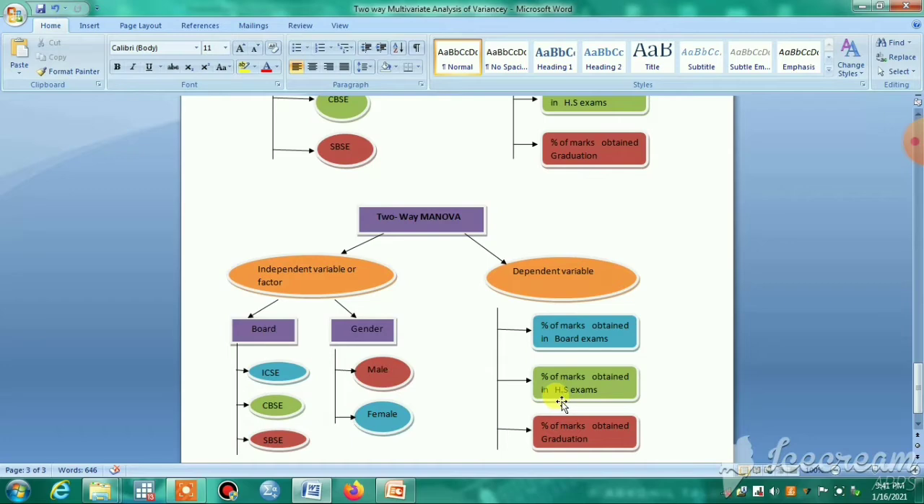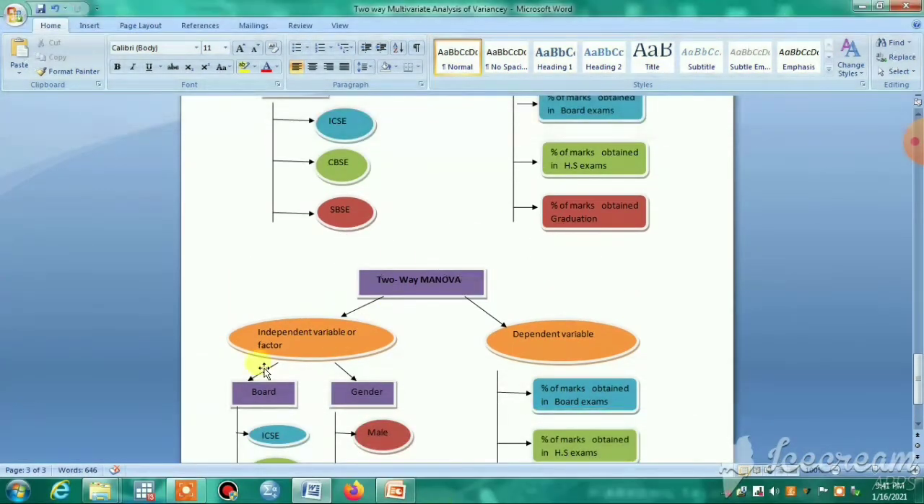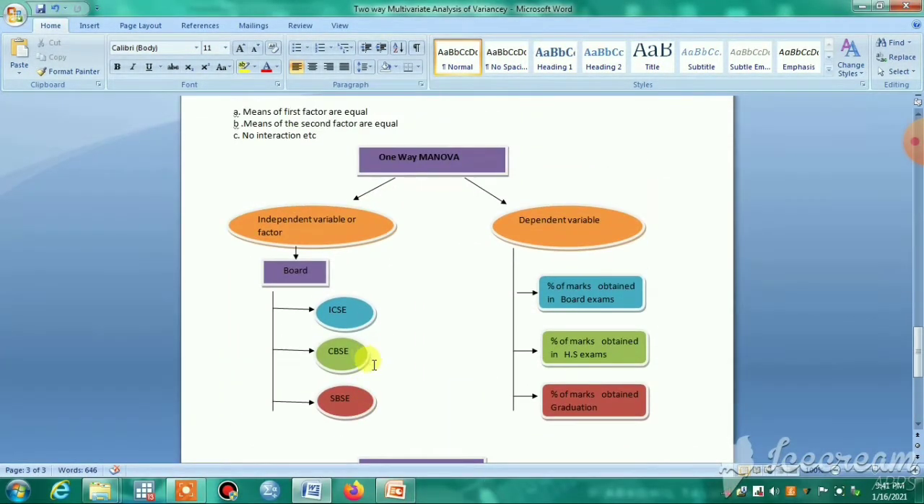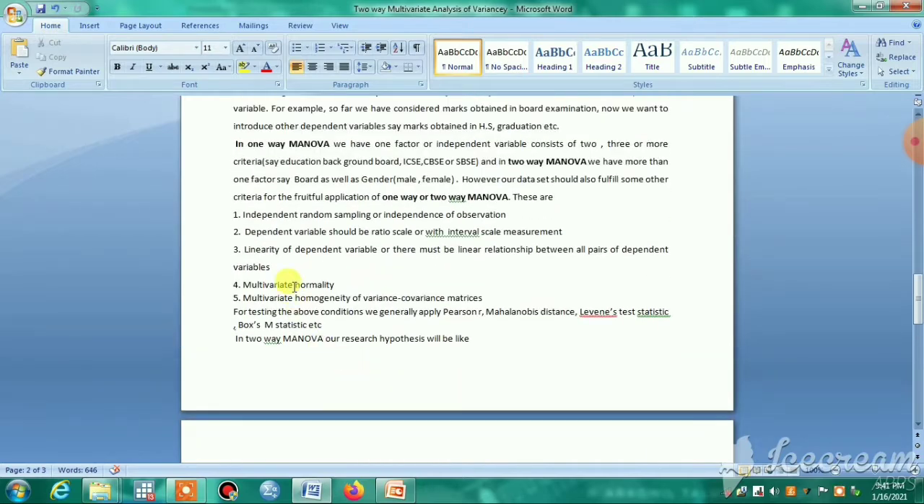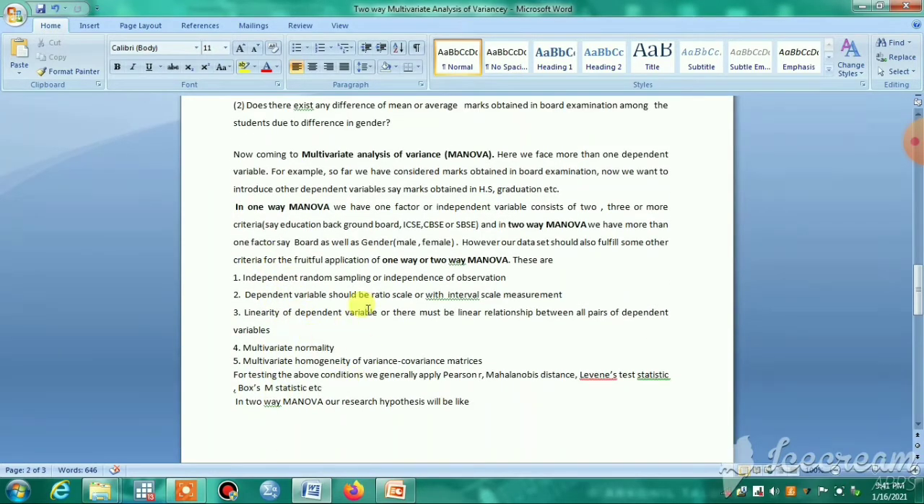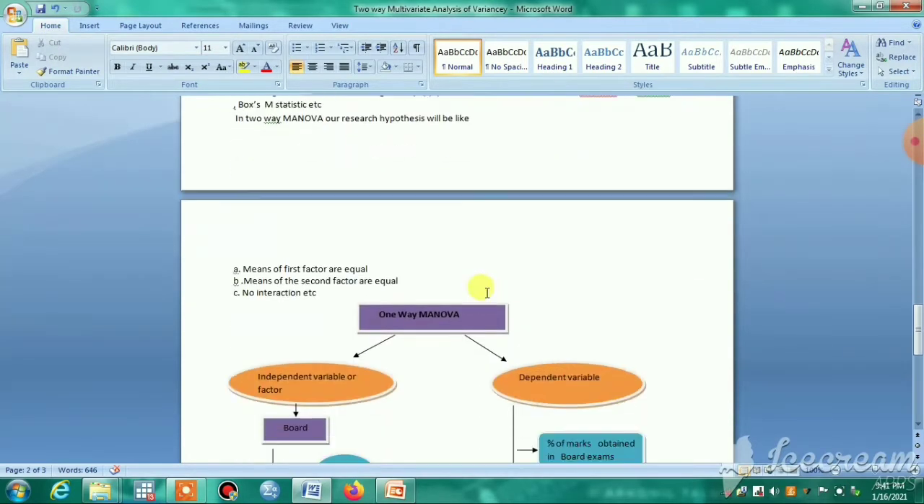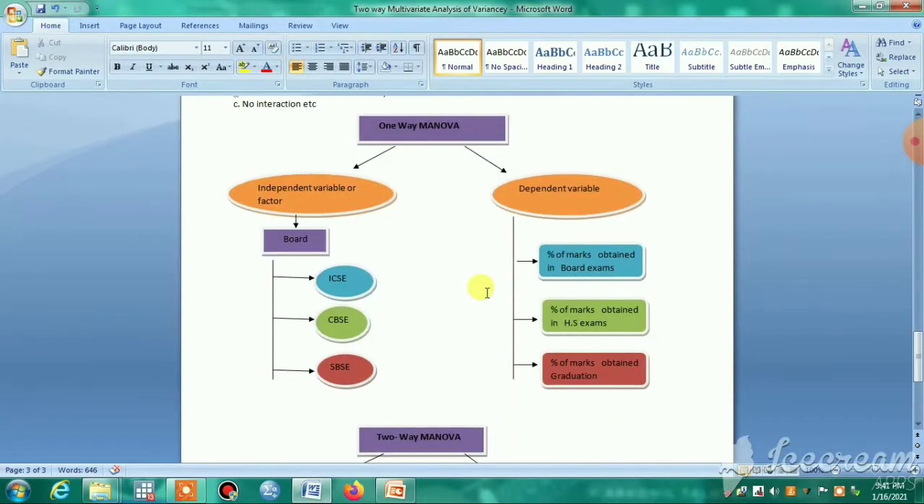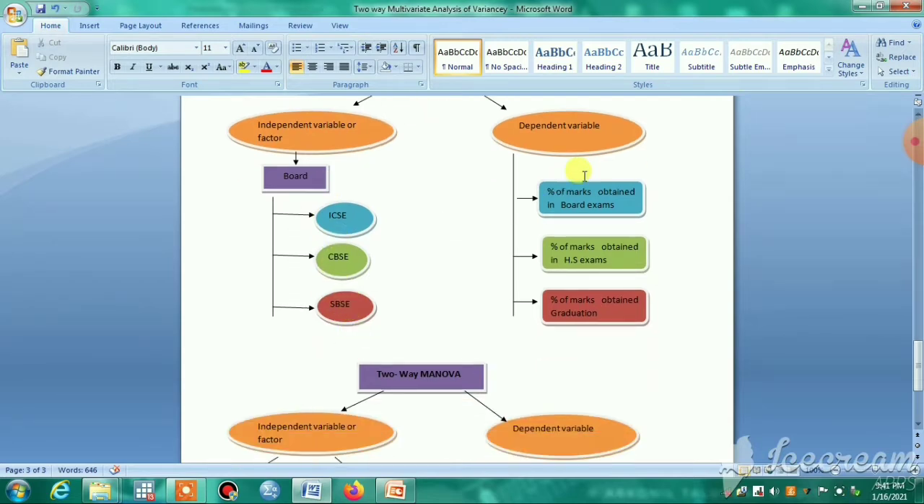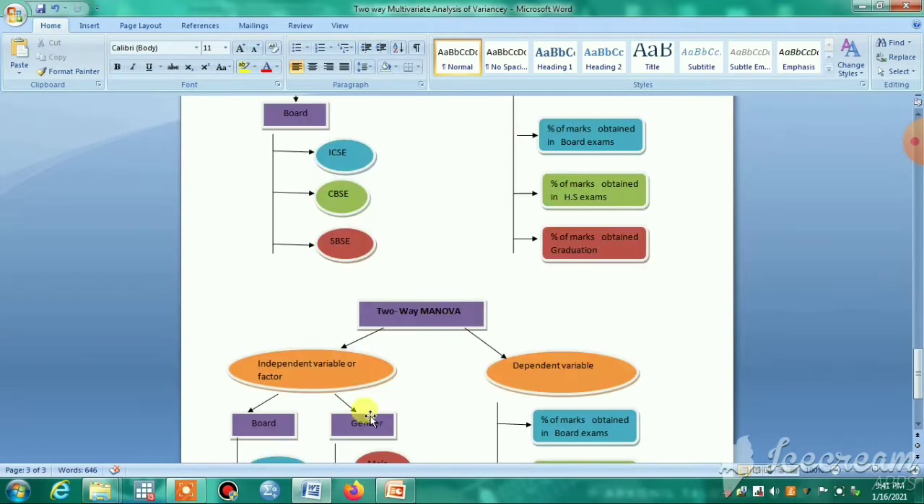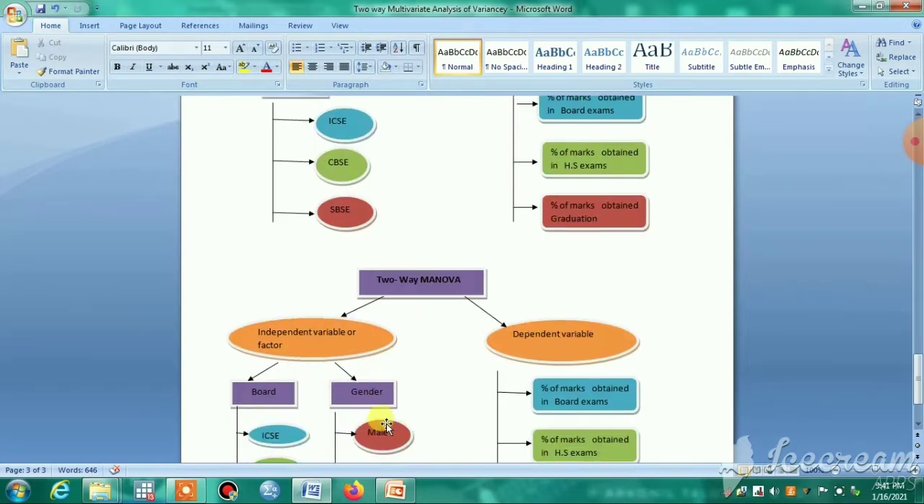So this is the structure of the data, and these are the assumptions or criteria that should be fulfilled by the data set for the application of one-way or two-way MANOVA. The main difference between one-way and two-way is that in one-way there is only one independent variable or one factor with more than 2 or 3 categories, and the dependent variables are also more than one, but in two-way MANOVA we have more than one independent variable or factor.